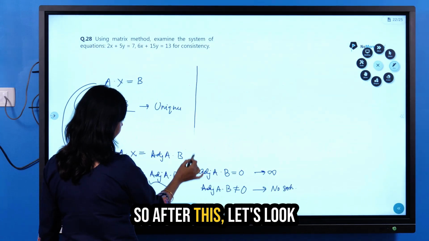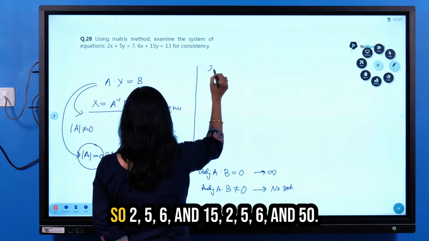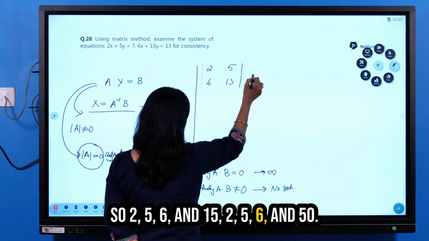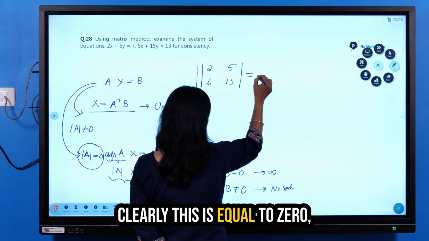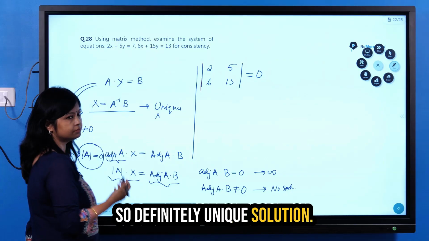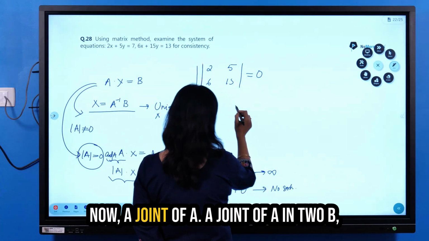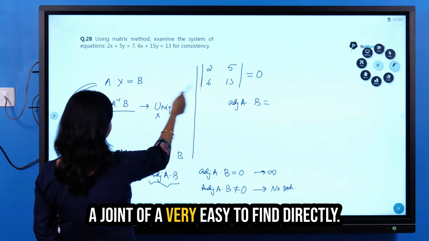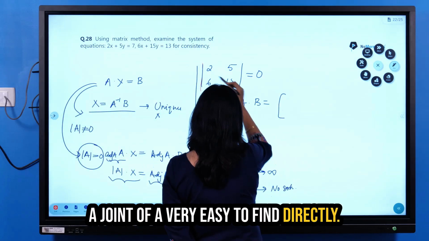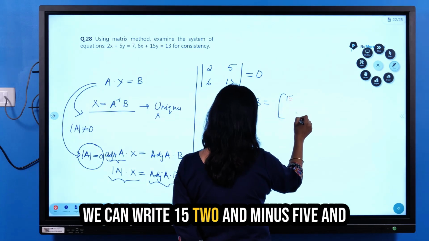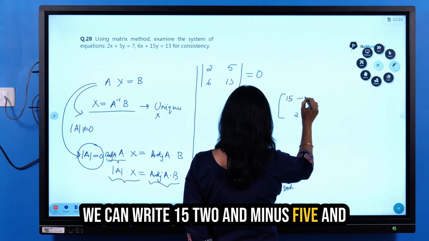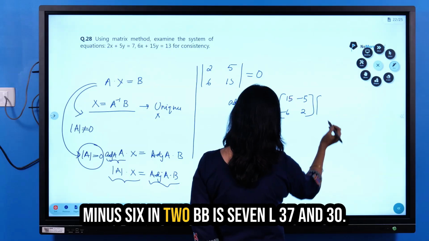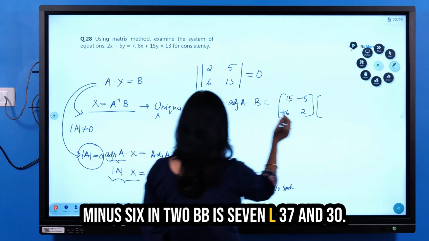So after this, let's look at what the case is. So 2, 5, 6 and 15. Clearly the determinant is equal to 0. So definitely the unique solution option is not there. Now adjoint of A into B. Adjoint of A is very easy to find. Directly we can write 15, minus 5, minus 6 and 2, into B. B is 7 and 30.